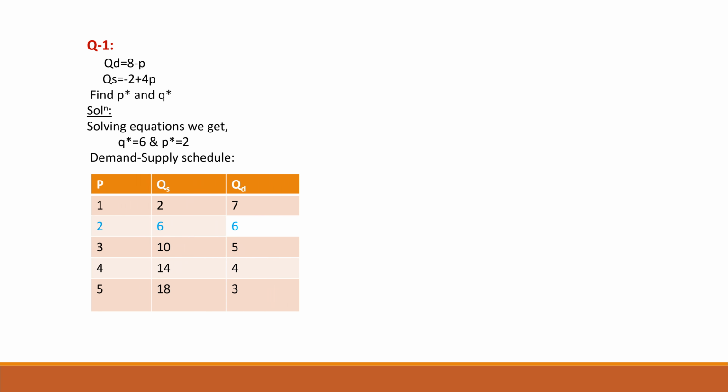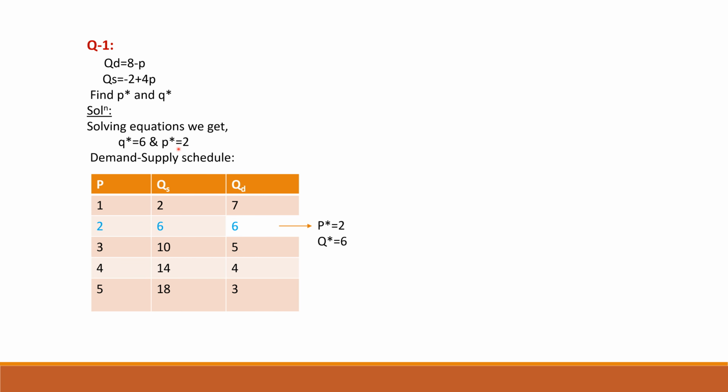Now let's look at a numerical example from the slide. We are given QD is equal to 8 minus P and QS is equal to minus 2 plus 4P. So to find equilibrium, we know QD is equal to QS. So we can write 8 minus P is equal to minus 2 plus 4P, and from these equations we can solve and find P star is equal to 2 and Q star is equal to 6. So equilibrium occurs at price equal to 2 and quantity equal to 6.